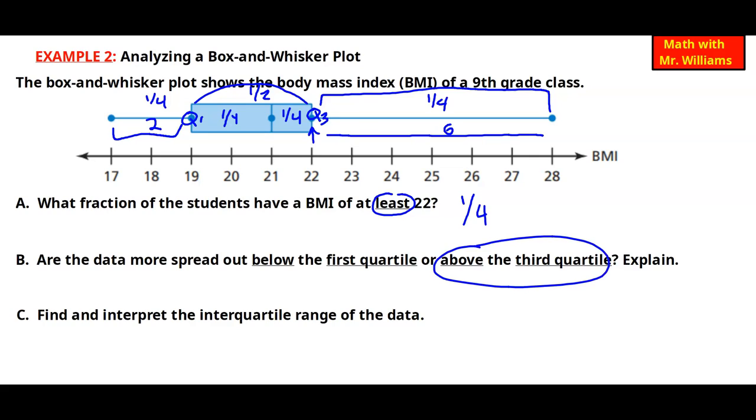C, find and interpret the interquartile range of the data. Well, all that means is we take Q3 and we subtract Q1. So the Q3 number was 22, minus Q1 was 19, and that gets us 3. So the middle half of the students' BMIs varies by no more than 3.